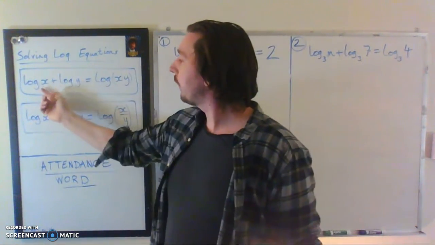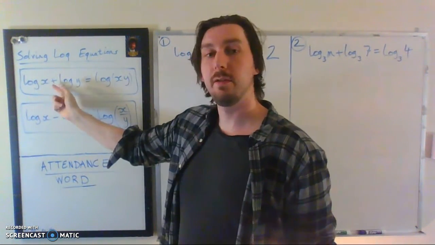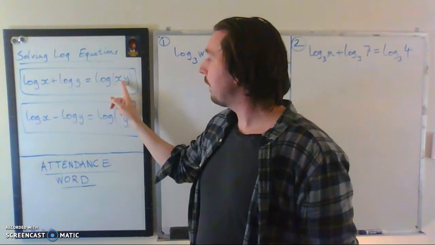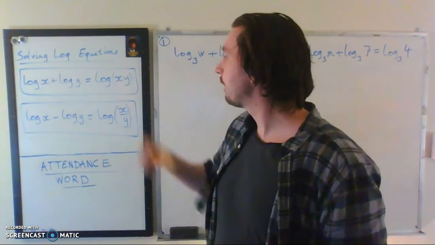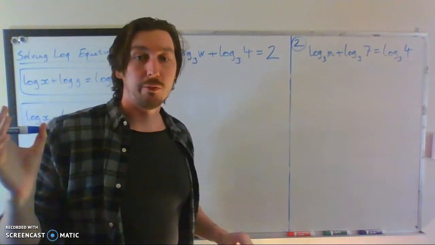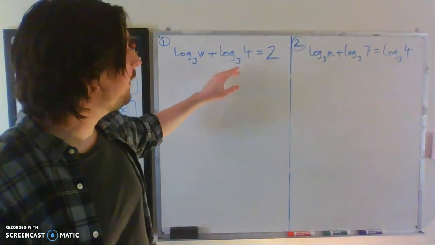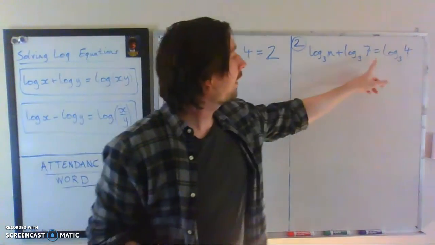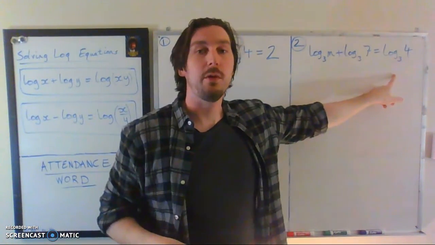It's when you've got 2 logs and there's an addition in the middle, you can put them together, whether it's letters or numbers, and they will be multiplying when you put them together. So for 1 and 2, I'm going to use that rule. You can see the difference between these. This one has a number after the equals. This one has another log after the equals.